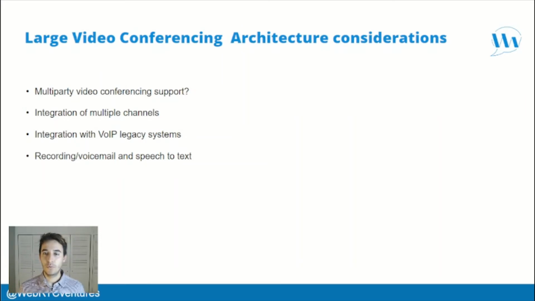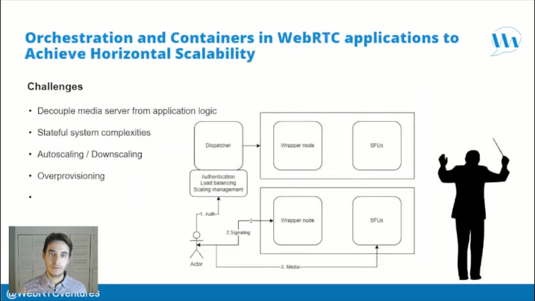Also, we want to know what's the number of participants we want in the call. Having small groups, of course, is much easier. And larger groups would require an architecture like the one I showed 2 slides before, where there were 2 SFUs for a single video room. But now, how we orchestrate this, how does it look like?